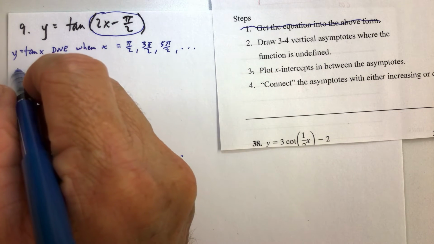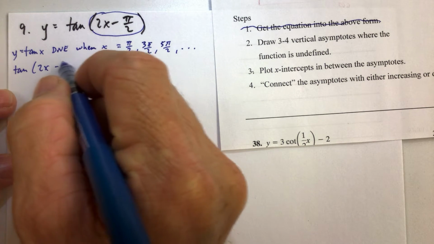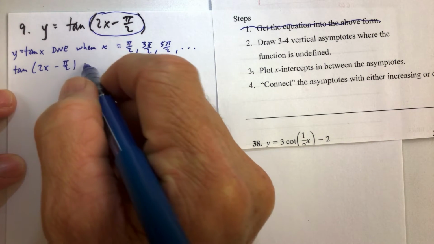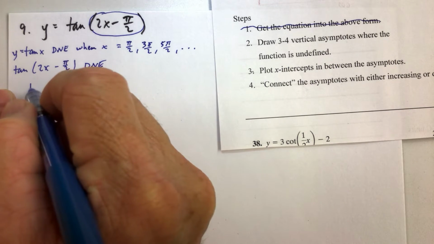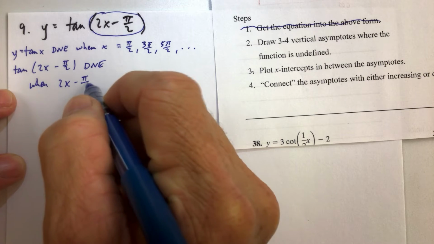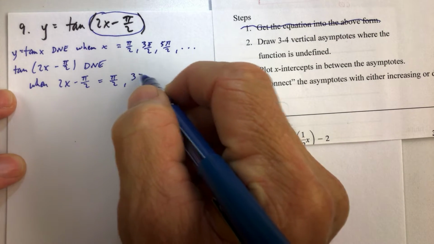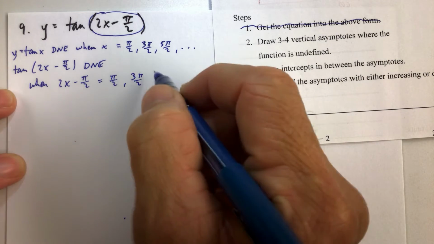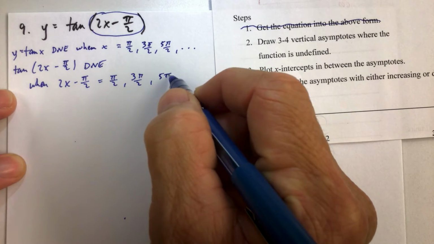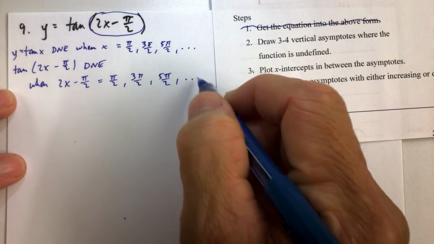And so we say the tangent of 2x minus pi over 2 does not exist when, again, whatever you're taking the tangent of, set it equal to pi over 2. We'll just focus on the positives, but this could also be negative, so plus and minus pi over 2, plus and minus 3 pi over 2. But we're just trying to graph one or two periods of this function, dot, dot, dot.